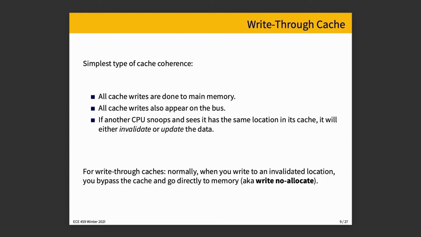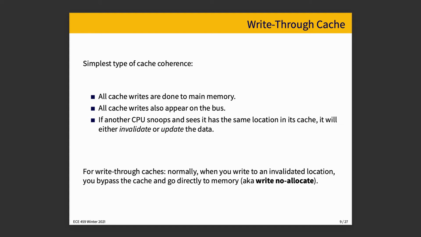Okay, so let's think about, in the computer sense, the idea of how do we do such a thing as keeping everybody up to date. So the simplest type of cache coherence is what we call a write-through cache. That is, everything that is written to cache also propagates out to main memory. Therefore, all the cache writes also appear on the bus, the one that is shared between all of the CPUs, meaning that everybody can observe it. If another CPU snoops and sees it has the same location in its cache, it will either invalidate or update the data, and that is, again, based on whatever hardware we have.